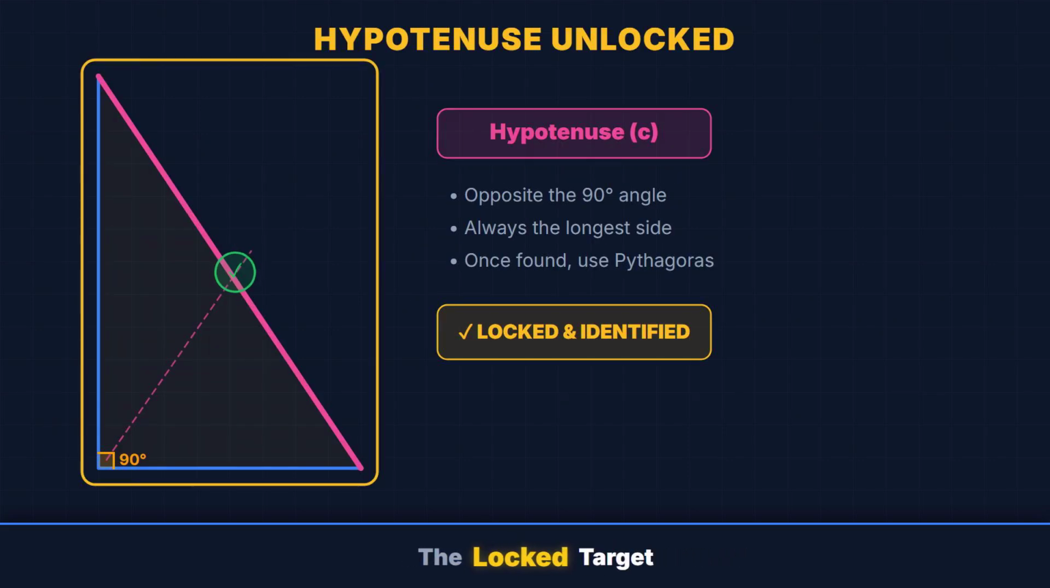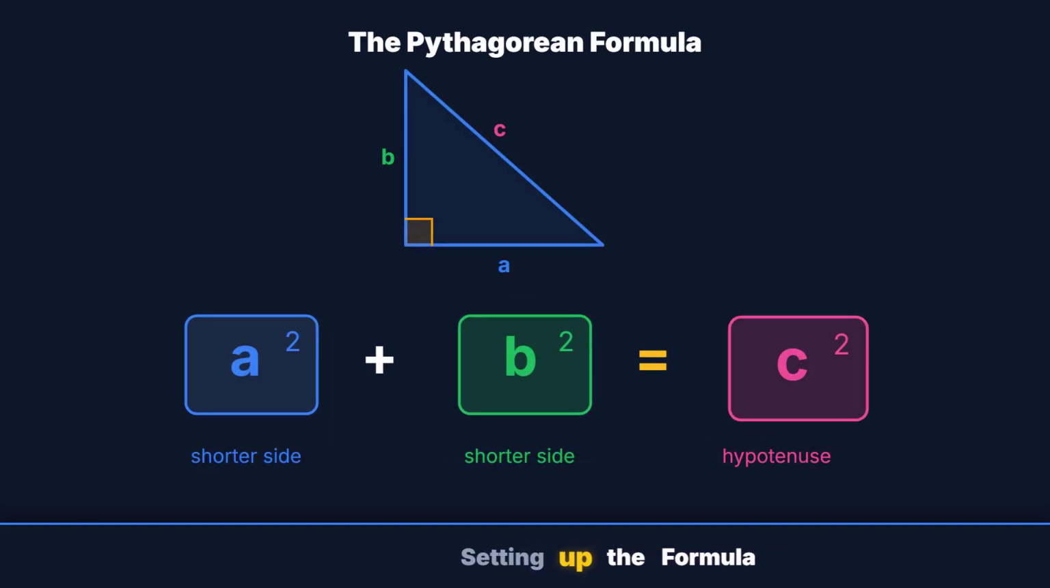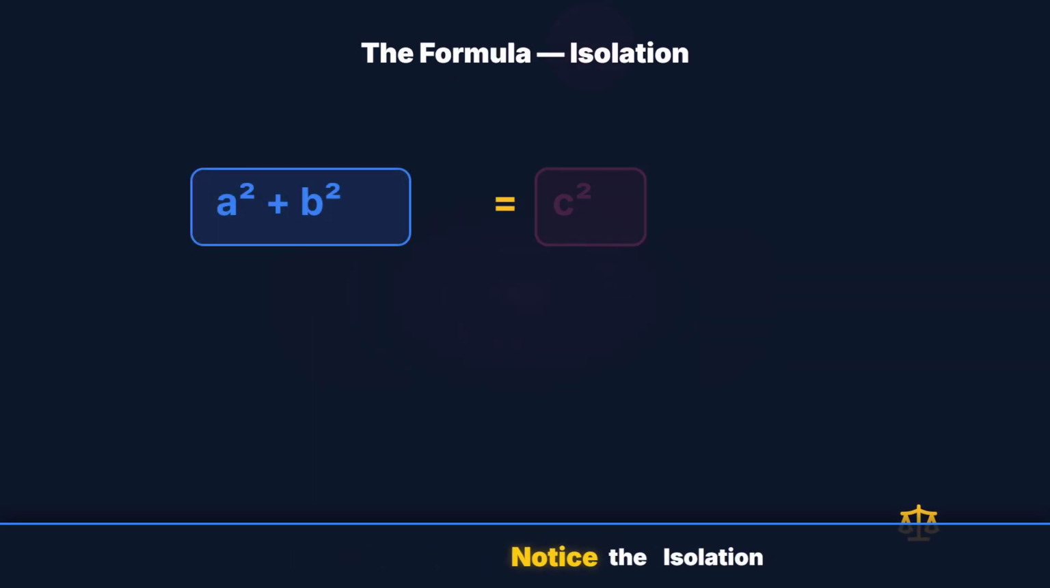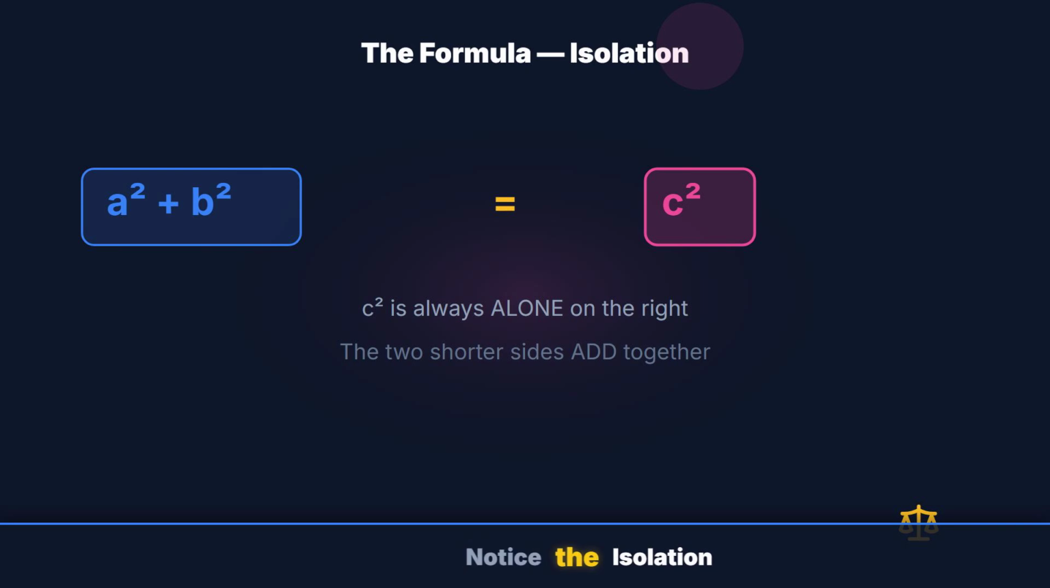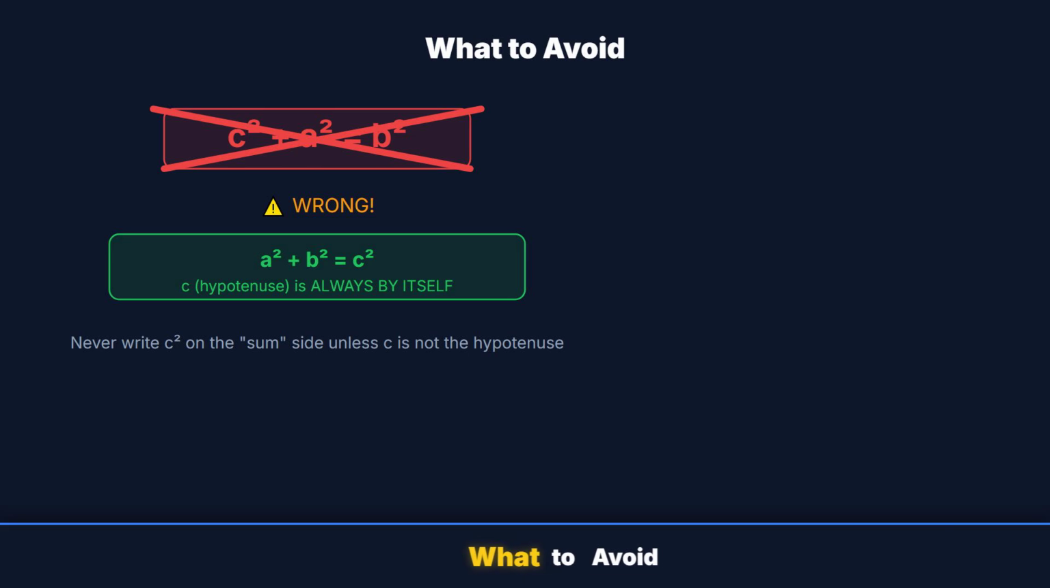Once we know the hypotenuse, we can use Pythagoras theorem. The formula is a² + b² = c², where a equals first shorter side, b equals second shorter side, c equals hypotenuse. Notice something important. The hypotenuse is always written alone. The two shorter sides are added together. Never write c² + a² = b² unless b is actually the hypotenuse. The hypotenuse is always by itself.